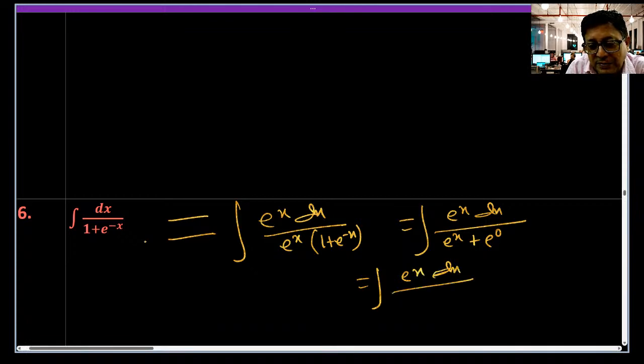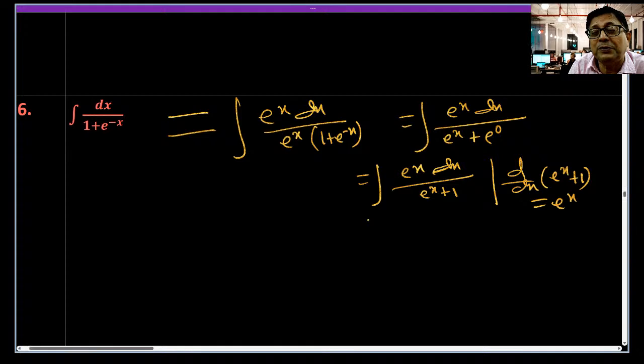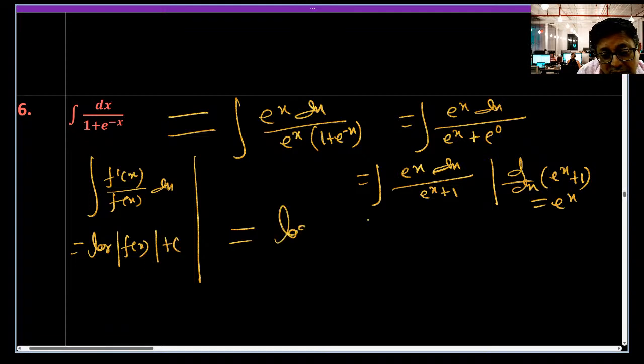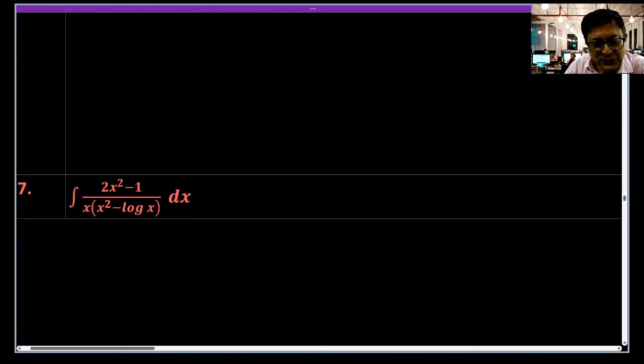This is of what form? Can you recognize? d/dx of e to the power x plus 1 is e to the power x. So if you take this one f(x), this is f dash x. So it is of this type, f dash x by f(x) dx. What's the answer? It is log of mod of f(x). So you write log of mod of e to the power x plus 1. For this particular function, mod is not compulsory. You may not write mod over there. Doesn't matter. Clear? Go for next sum.